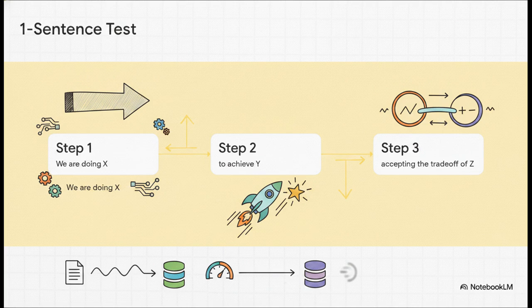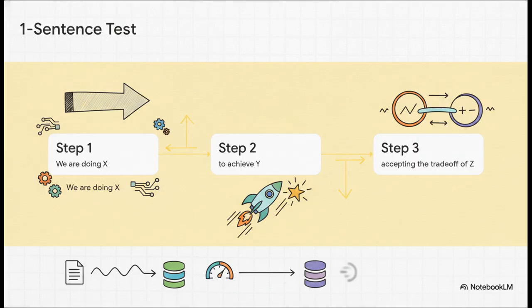Step 1. We are doing X. Step 2. To achieve Y. Step 3. Accepting the trade-off of Z. Just let that sink in for a second. For example, we are migrating to a document database to achieve sub-millisecond read times, accepting the trade-off of eventual consistency on writes. Boom. If you can fill in those 3 blanks, the action, the goal, and the specific trade-off you're making to get there, you have truly aligned your own engineering decisions.